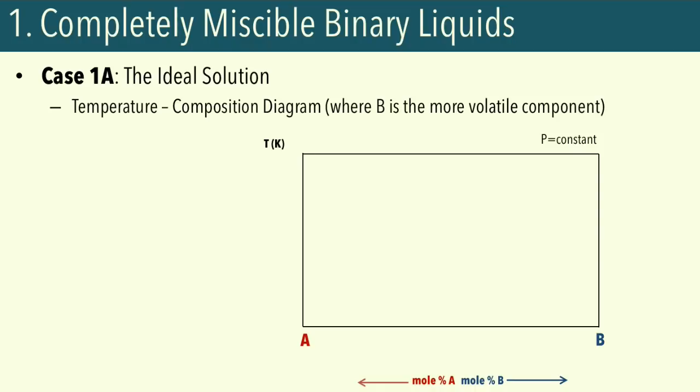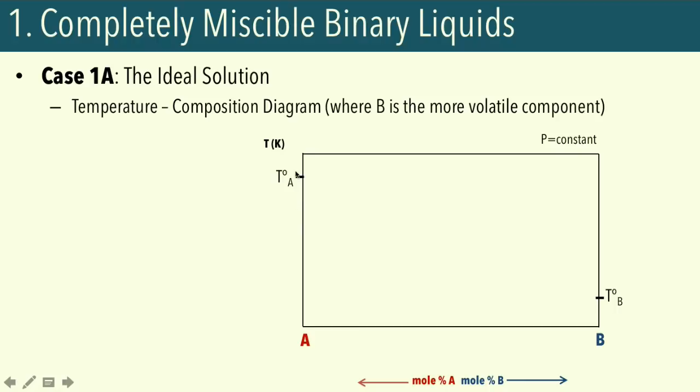This time we could plot a temperature composition diagram. Note this is going to be a little more useful to us, especially for distillation applications, since temperature is much more easily controllable compared to the overall pressure of our system. When we plot this, we're still going to treat B as our more volatile component. If B is the more volatile component, this implies that its boiling point is going to be lower. We can plot the boiling point of B over here, and we could also have the pure boiling point of component A. This is very similar to our previous diagram.